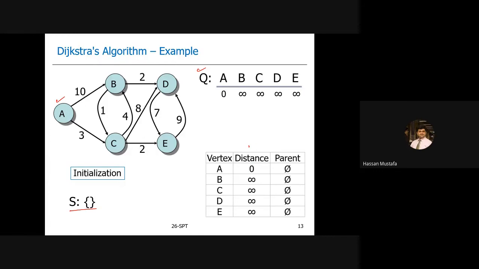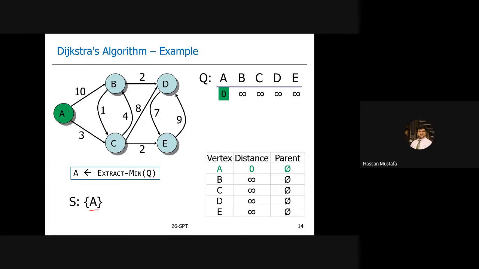So the distance of a vertex from node A and the parent of that specific vertex. For this vertex A, the distance is 0 and the parent is no one, because this is the first or the root of the priority queue. So we would start by extracting the minimum node from this queue. The minimum value is this one. So we extract this specific vertex and put it in the set of processed nodes.